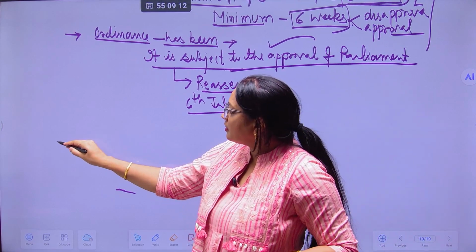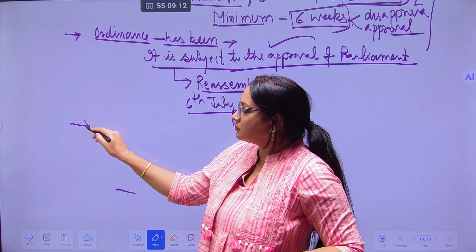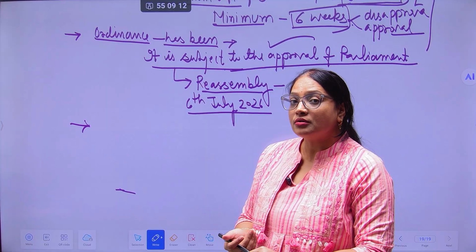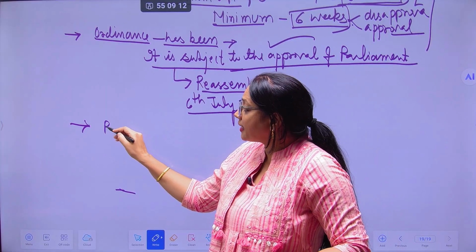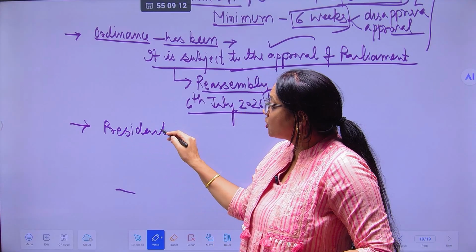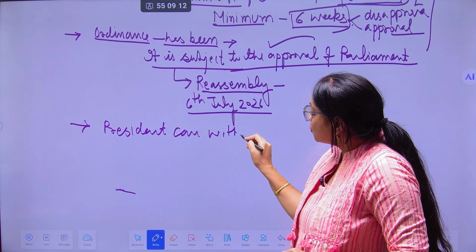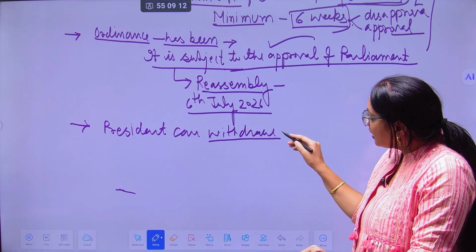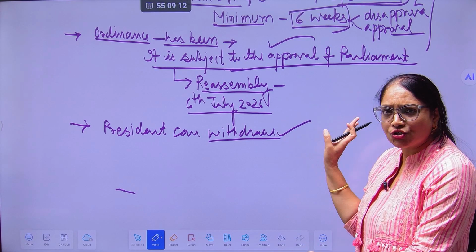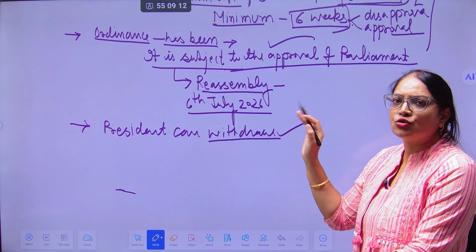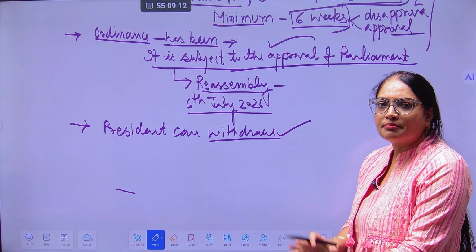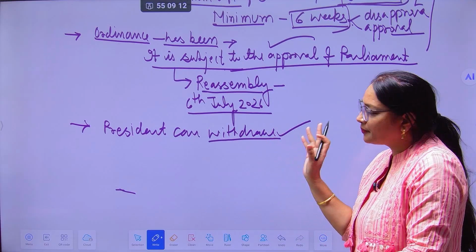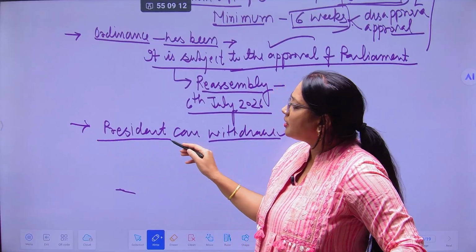Next thing, the president has the power to issue the ordinance. So does the president have the power to withdraw it? Yes, the president can withdraw the ordinance anytime. If it is withdrawn, then it is finished. Then it is not required to put all the ordinances in front of the Parliament when it reassembles in the next session, not required, finished. Got it?